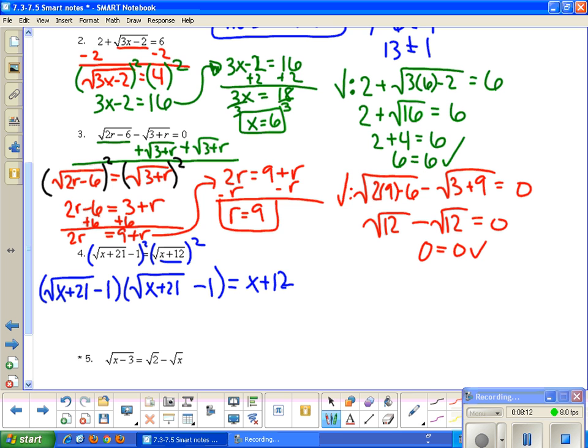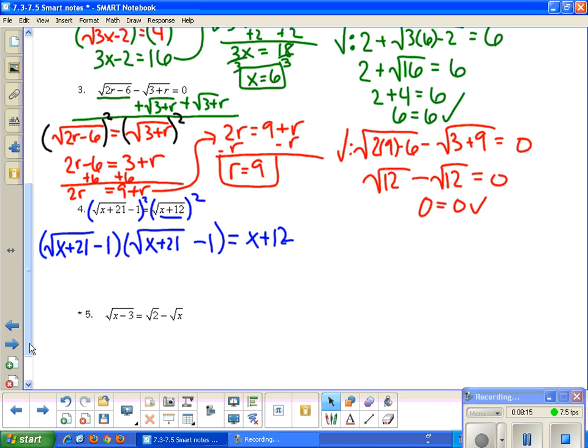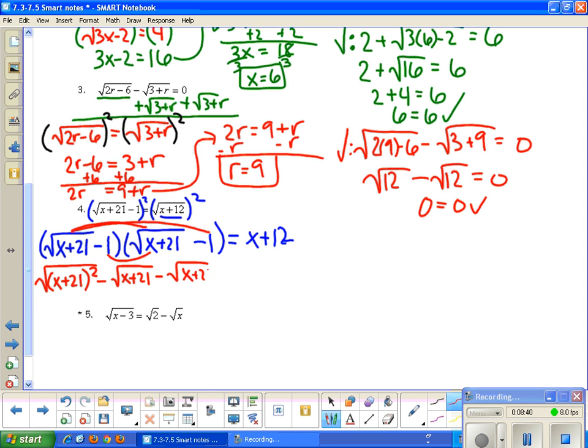I can FOIL it or box it, so I'll go ahead and FOIL it. So the first terms, this times this, would cancel out the radical because you really have the square root of x plus 21 squared because you have two of them. Then you multiply this times the 1, so minus the square root of x plus 21, and then your inside terms minus the square root of x plus 21, and then your last terms would be -1 times -1 is +1.